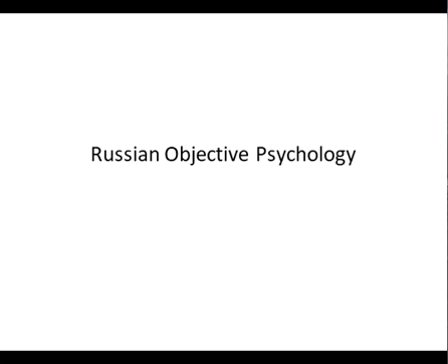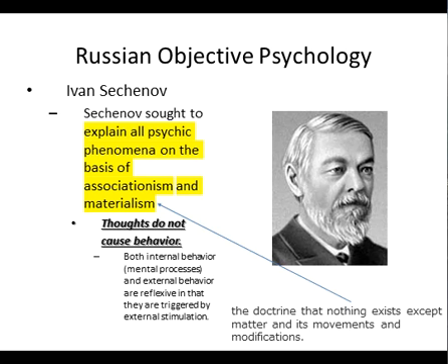So we start off with Russian objective psychology. Russian objective psychology can be seen to start off with Ivan Sechenov. Sechenov sought to explain all psychic phenomena on the basis of associationism and materialism, the doctrine that nothing exists except matter and its movements and modifications. So the thoughts do not cause behavior. Both internal behavior, mental processes, and external behavior are reflexive in that they are triggered by external stimulation.